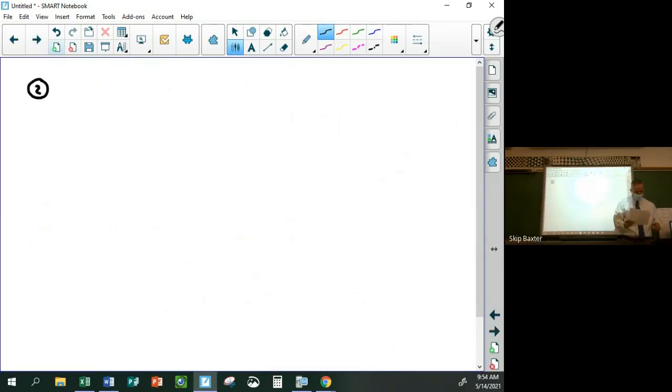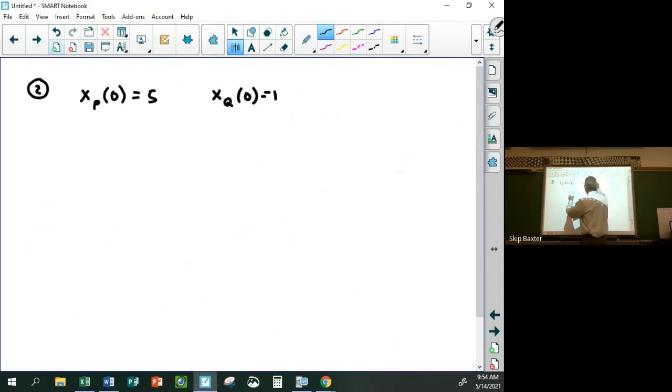Particle P is moving along the x-axis. The velocity is given by that. At time 0, particle P is at position x equals 5. So I'm just going to write that down: x P of 0 equals 5. That's the information they're giving us. Then a second particle also moves along the x-axis. Its velocity is given by that. At time t equals 0, the position of Q at time 0 equals 10.